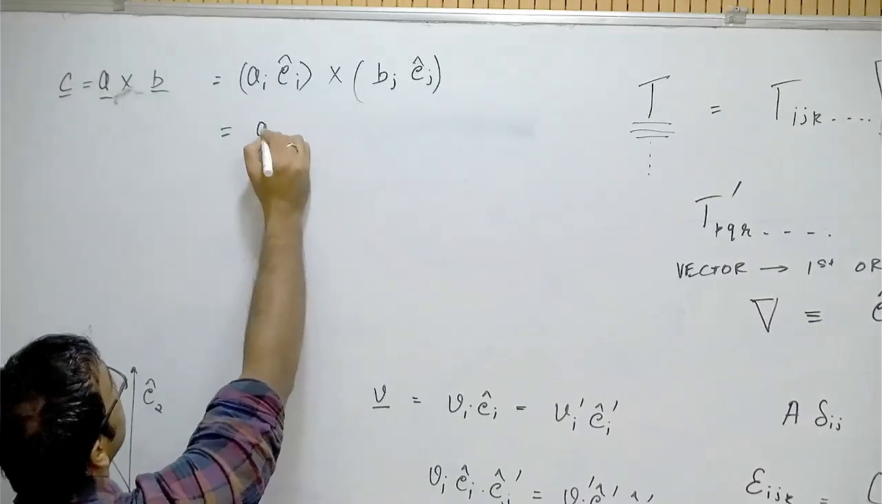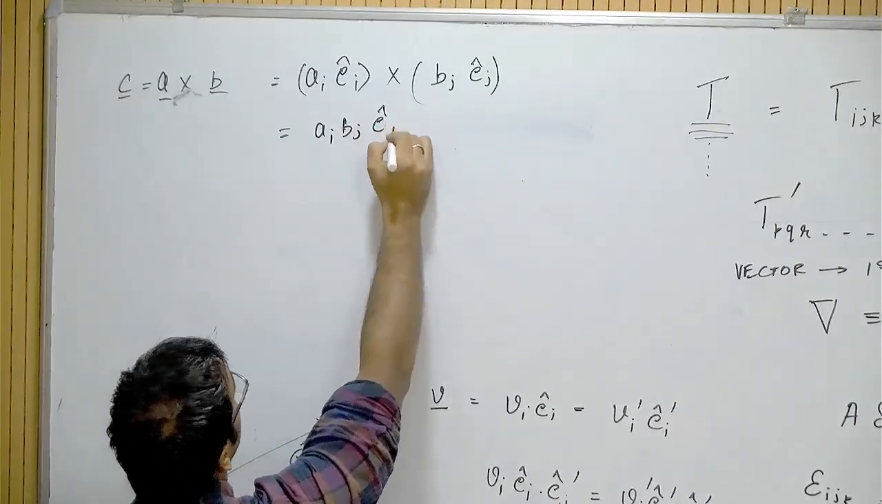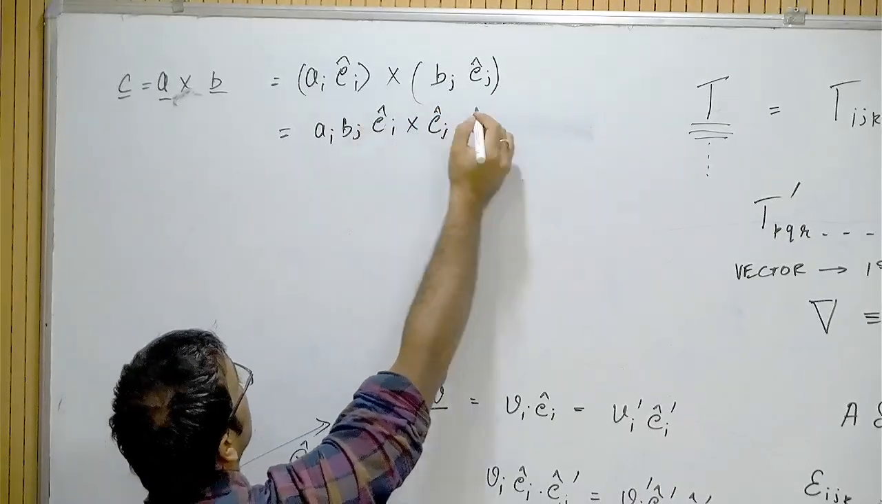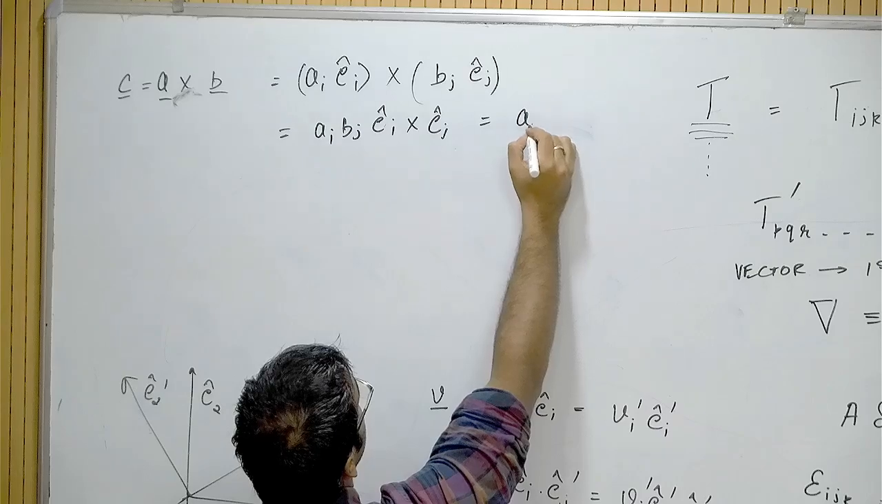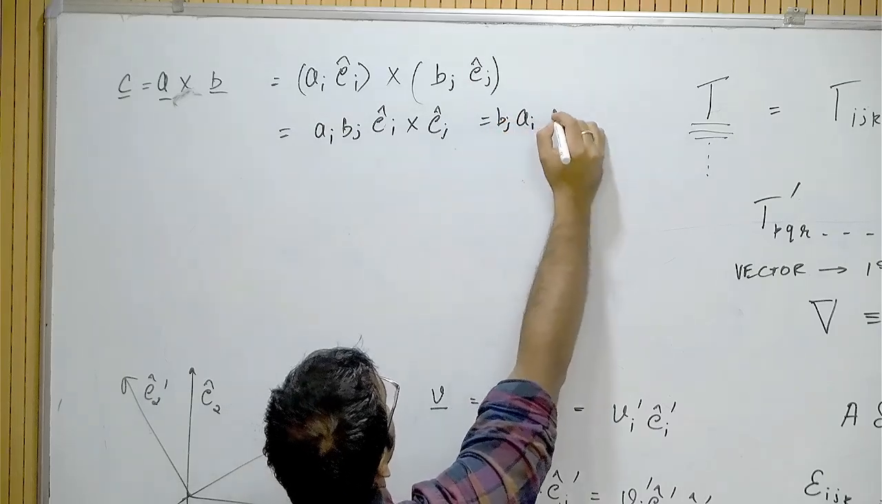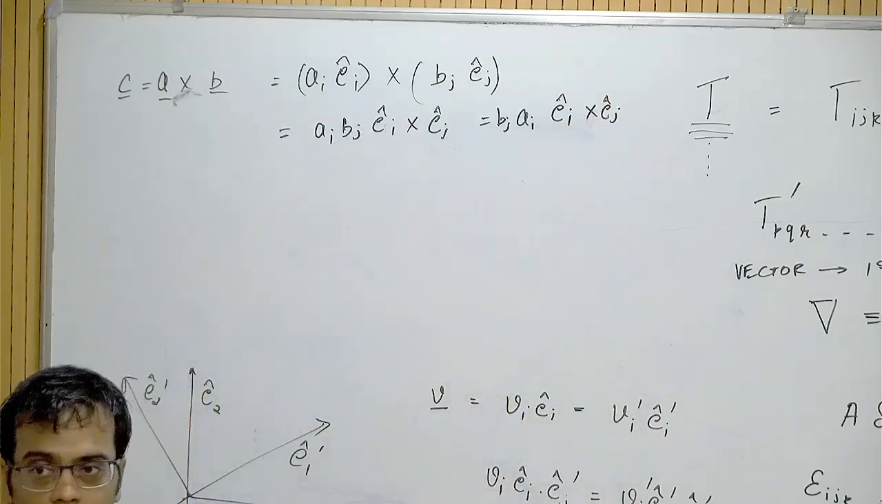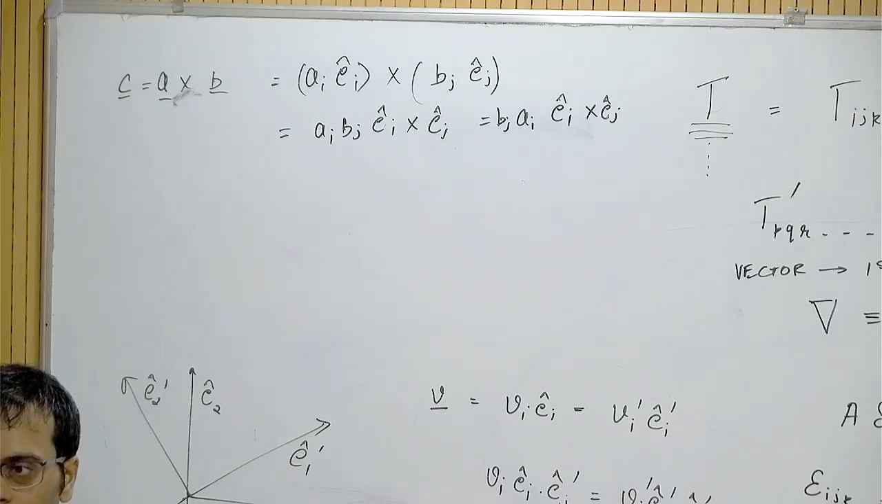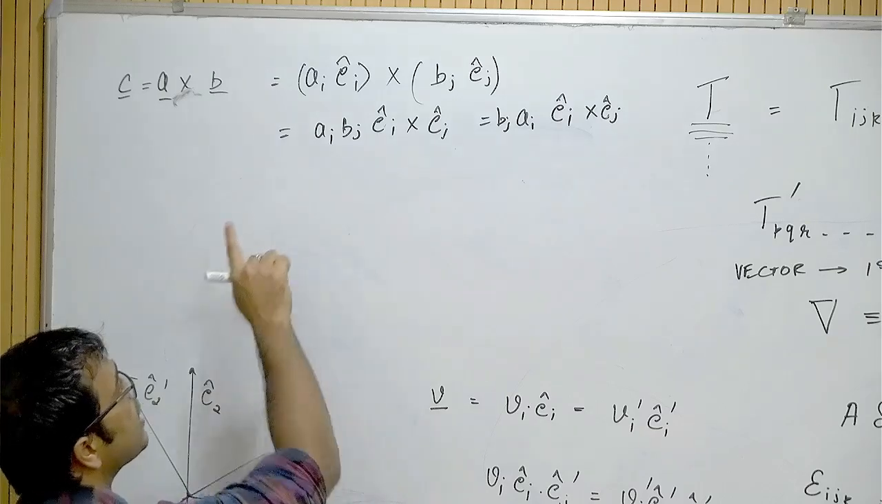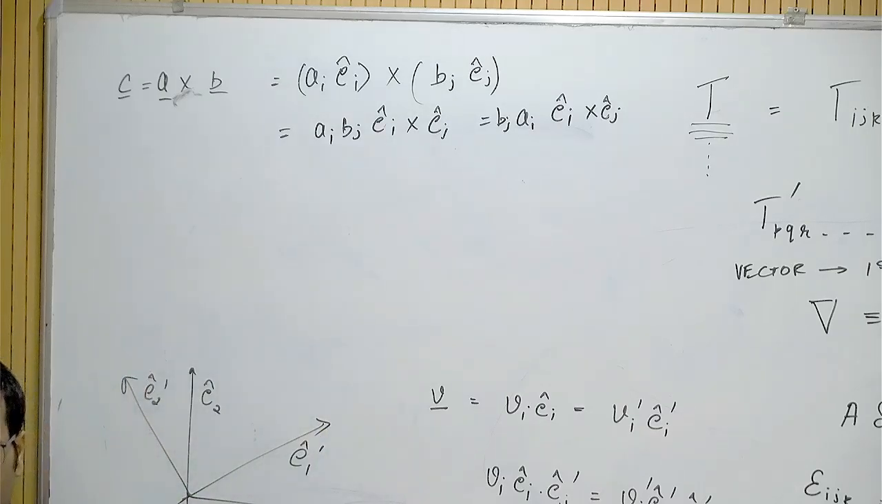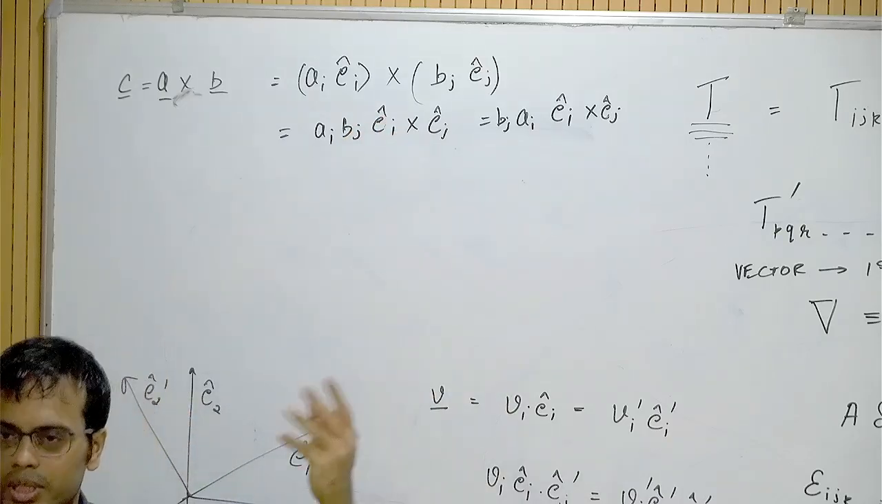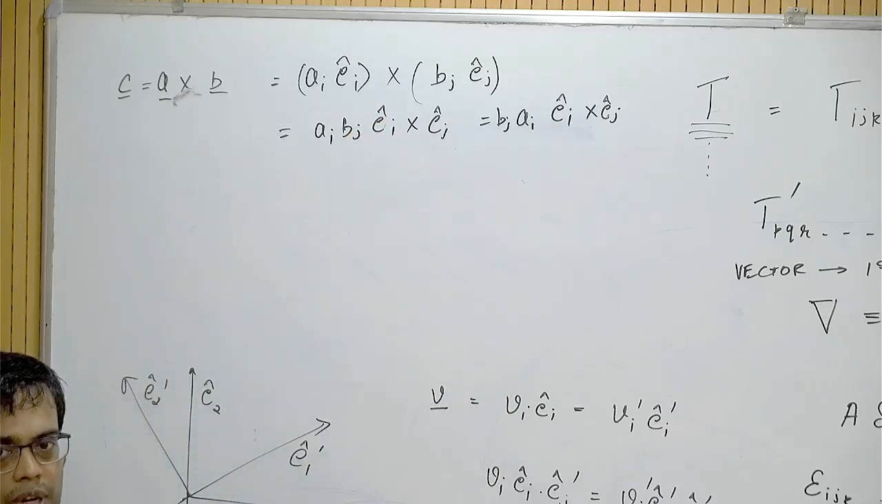So you can also write this as AI, BJ, E hat I cross E hat J, and you can also write this as BJ, AI, E hat I cross E hat J. You cannot change the order of multiplication of the vectors. They don't commute, but the scalar multiplication will commute. And if it's not a cross product, if it's a dot product, then the vector multiplication will also commute. So BJ AI or AI BJ, whatever you want to write, and then I write E hat I cross E hat J as that guy.